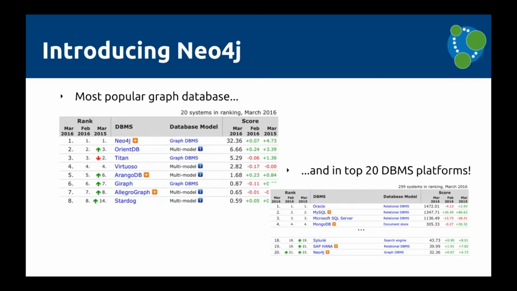So let's just do a quick introduction to Neo4j. Neo4j is a graph database, and it's the most popular one. These screenshots are taken from a website called DB Engines, and you can see that Neo4j is the most popular graph database.